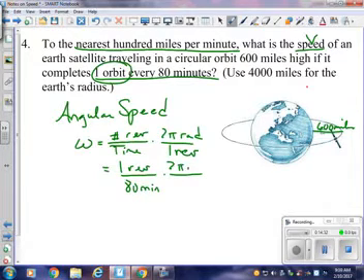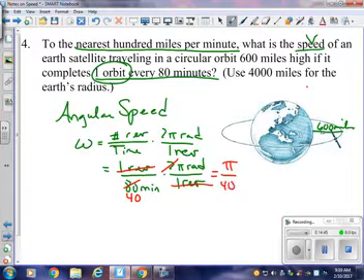2 pi radians is still already in the formula, so I just rewrite that part so that revolutions cancels out, and 2 goes in 80 40 times. So I get pi over 40 radians over minutes. Now my final answer is supposed to be in miles per minute, so at least I've got minutes so far. I don't need to change my time factor yet.